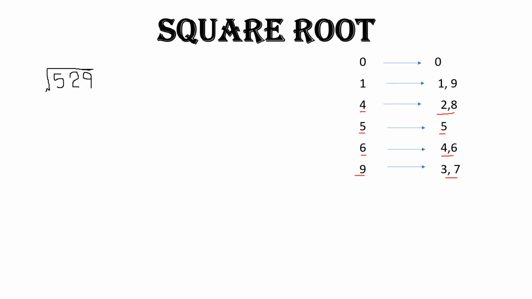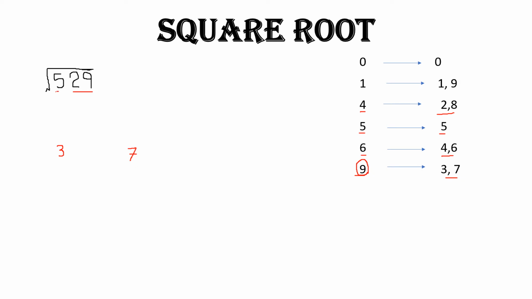Okay, now you want to find the square root of 529. You will first choose the last two digits, 29. If you look, 9 is the last digit. We will see when the last digit is 9. If we take the square of 3 and 7, we have 9 as a last digit. That means the last digit can be either 3 or 7. After doing this, we will check the second number, that is 5.